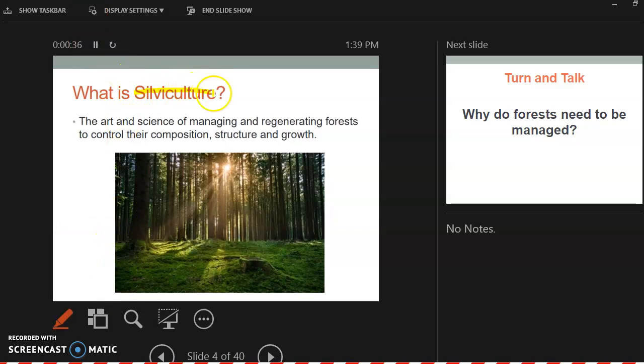So what is silviculture? Okay, so silviculture is the art and science of managing and regenerating forests to control their composition, structure, and growth. So basically silviculture is managing and regenerating the forest, because we want to control. That is the key here. We want to control their composition, their structure, and their growth.